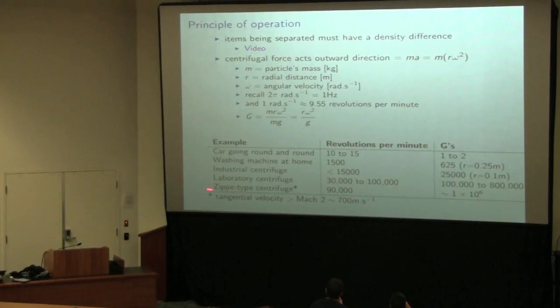And then those zip type centrifuges that I showed earlier, those are rotating at 90,000 revolutions per minute. The only way you can possibly achieve that is through, first, incredibly good process control, and secondly, they draw a vacuum out of that unit, so it's essentially operating under vacuum. There's no resistance from air, and there you're getting about a million Gs. The tangential velocity, just to put it in perspective, is over Mach 2, so it's 750 meters per second on the tangential speed of that.